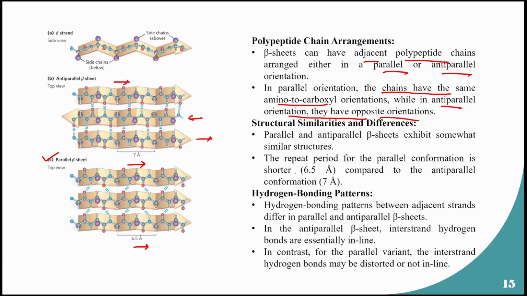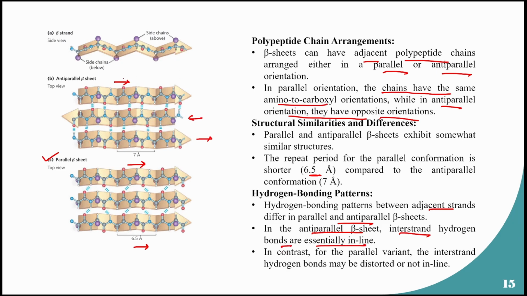The repeat period for them is slightly different. For example, in the parallel configuration, it is 0.5 angstrom shorter. The hydrogen bonding pattern is also a little bit different, right? So here it asks in what way the hydrogen bonding pattern between adjacent strands differs. Basically, how they are aligned together. In the antiparallel beta sheet, interstrand hydrogen bonds are essentially in line.